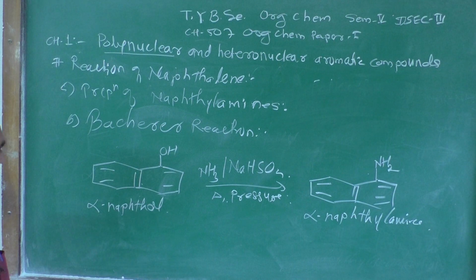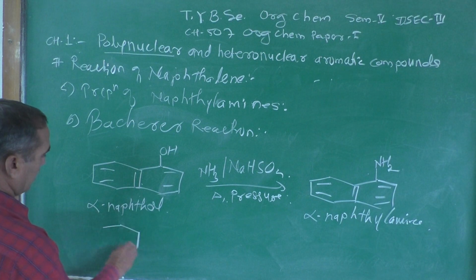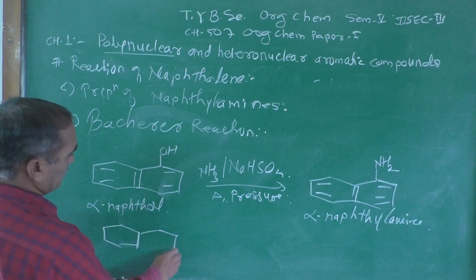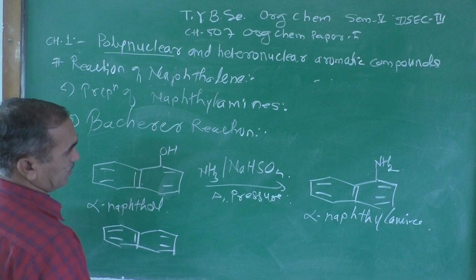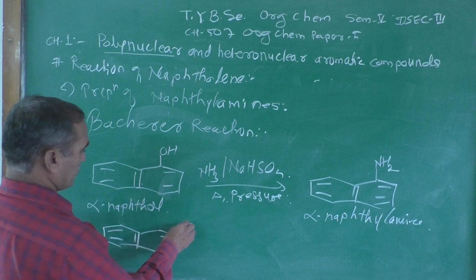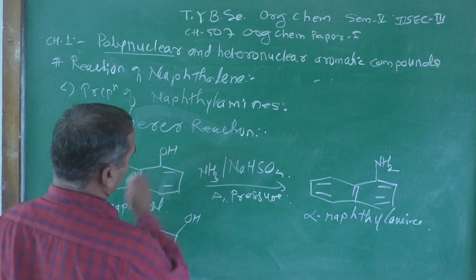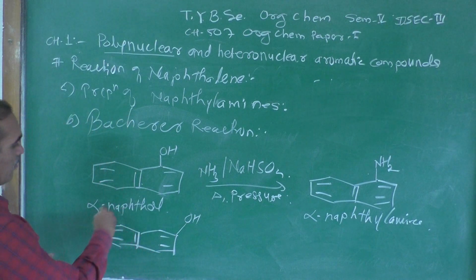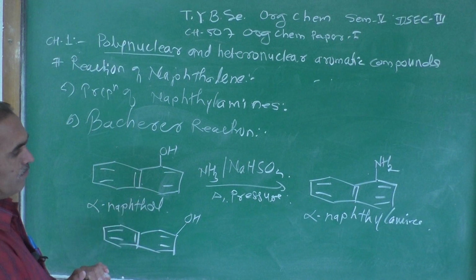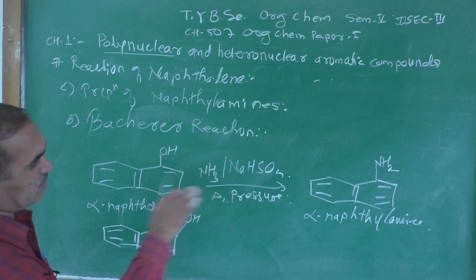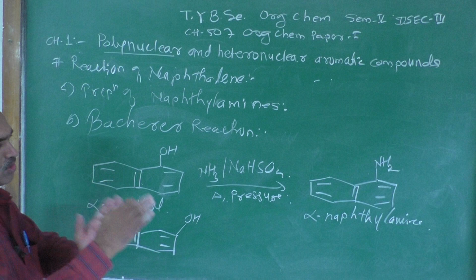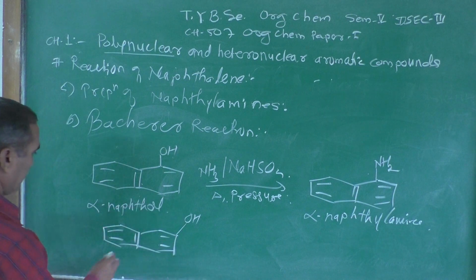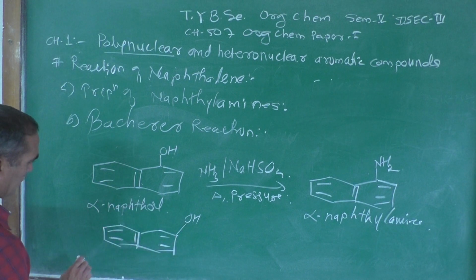And for the second starting material, he prepared the corresponding alpha and beta compounds. Starting from alpha naphthol, he got alpha naphthylamine. When he started with beta naphthol, he got beta naphthylamine. That's a very simple principle involved here.